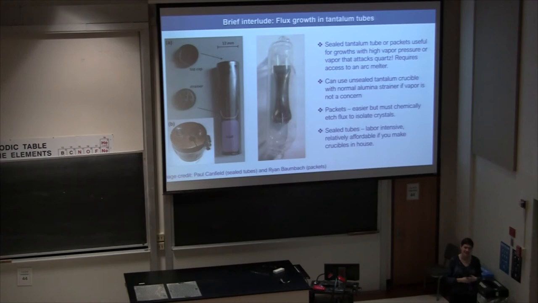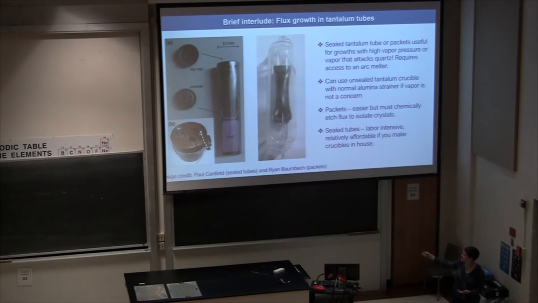So we've looked into buying pre-made tantalum tubes, and we got estimates anywhere between $200 a tube to about $300 a tube. For something where you're not sure it's going to work, that's too much, in my view. Whereas we priced it out based on the raw materials.